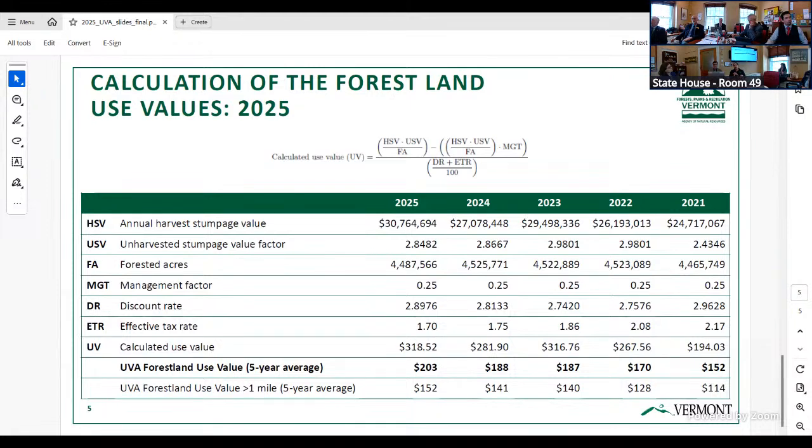Yes. And then the capitalization rate. As the effective tax rate goes down, you have a smaller number as your denominator. So as the discount rate goes down, you end up with a larger use value. The effective tax rate has gone down quite a lot. Yes, $2.17 to 170. Richard, I know you were waiting to ask a question too, but could you just, because I'm not sure I understand the effective tax rate, what that represents.